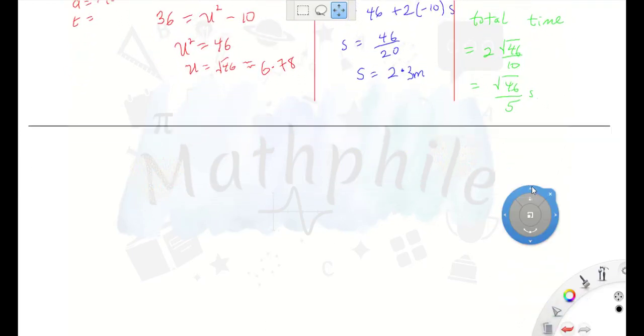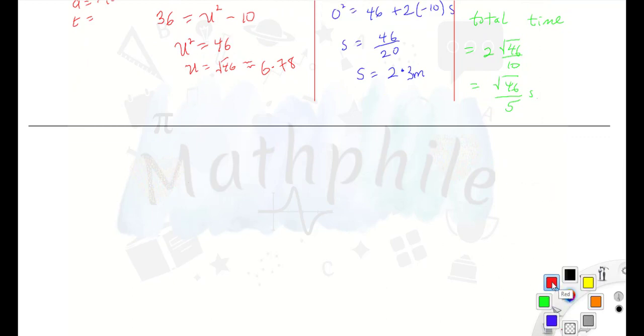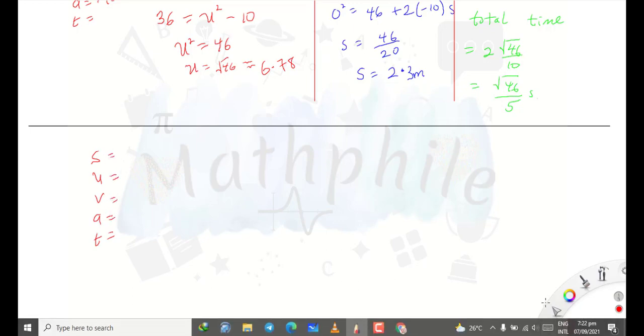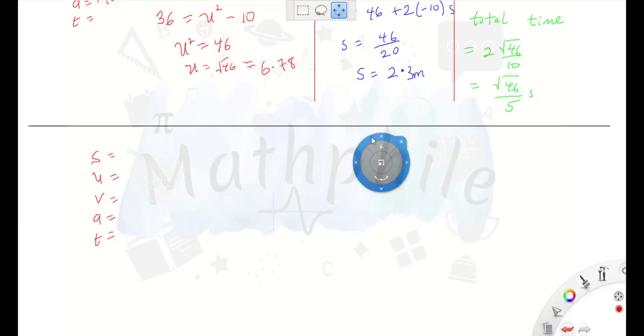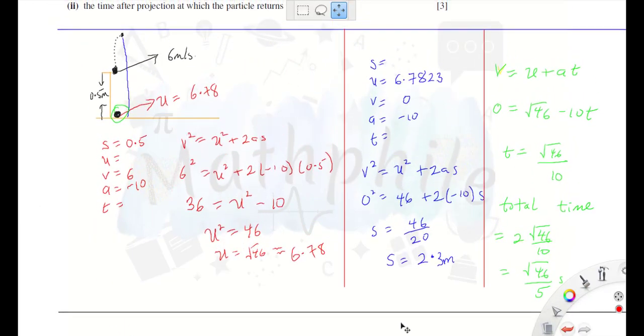Okay, we should be done with the SUVAT over there. What is the S over there? 4.6. Why are you using 4.6? Because that's the total distance it will travel from the point of projection until it falls back to the ground. So it falls back to the ground. Actually, it will be zero.